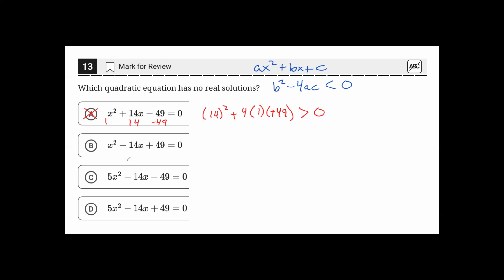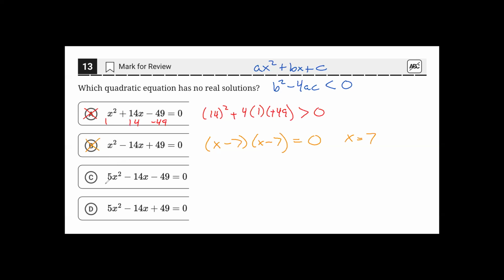Answer choice B, if you're good with factoring, you might recognize that this conveniently factors to x minus 7 times x minus 7. And in solving this, you will get the solution x equals 7, which is a real solution, and we want no real solutions, so it's not answer choice B.